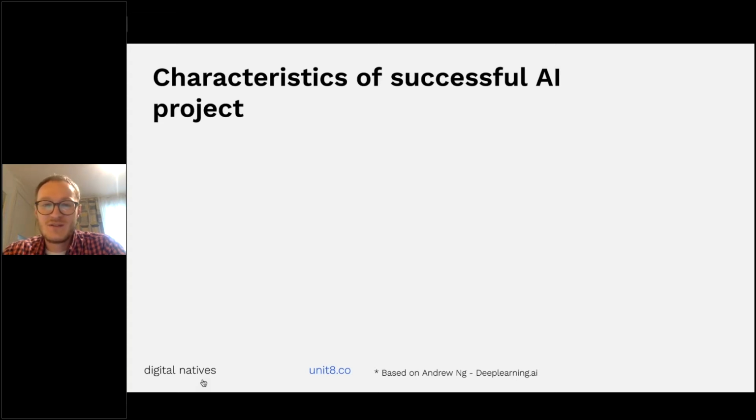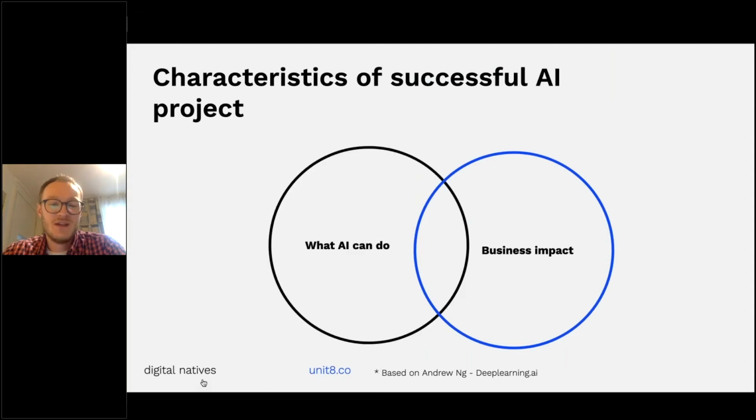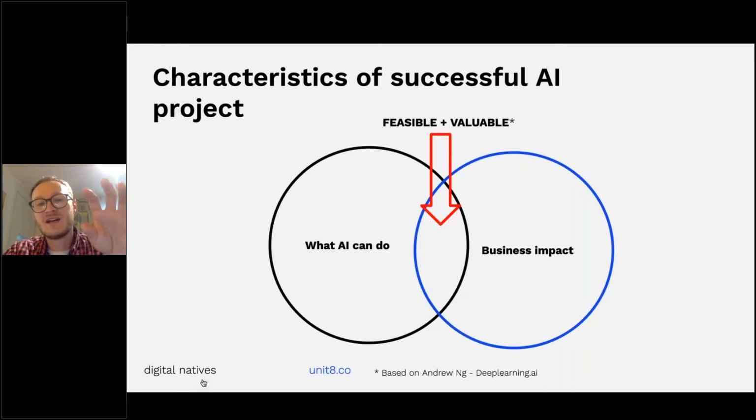So a successful AI project needs to do two things at the same time. It needs to be feasible from the AI perspective. So basically, it needs to live at the intersection of what AI can deliver from the technical perspective, and it needs to drive value, right? It needs to deliver on the business impact. So if those two conditions are met, you're already setting yourself up for success moving on. And I do recommend following Andrew on some of his social media.